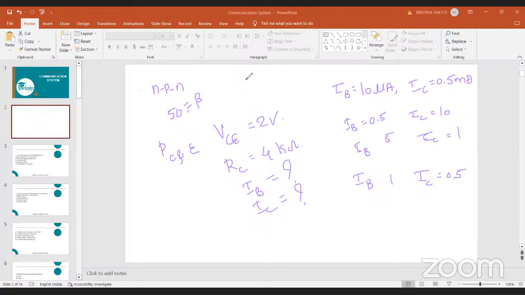In a DC common emitter, current gain value is 50. The potential difference across the CE configuration is 2 volt. Then the collector resistance is 4 kilo ohm. What is the value of base current and the collector current? You don't know? Say something in the chat box. Is the question understood?